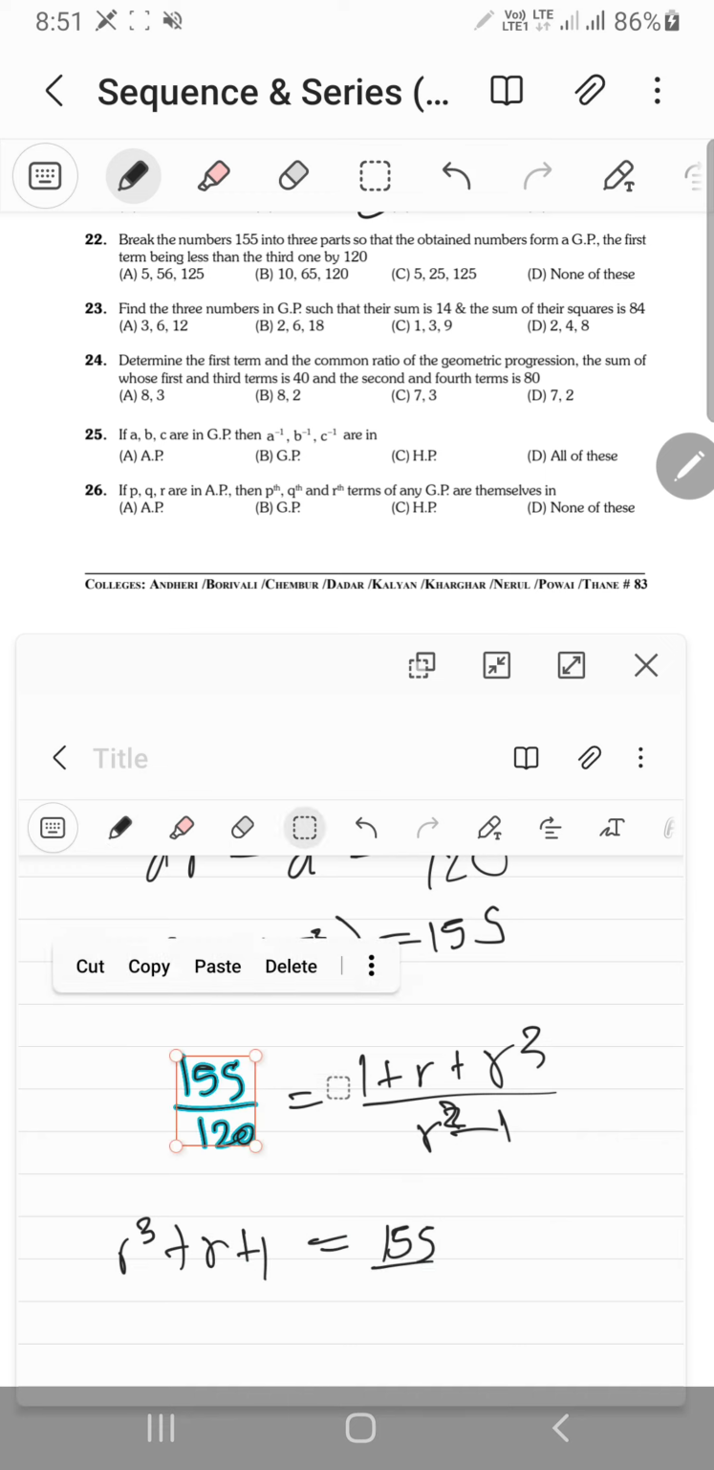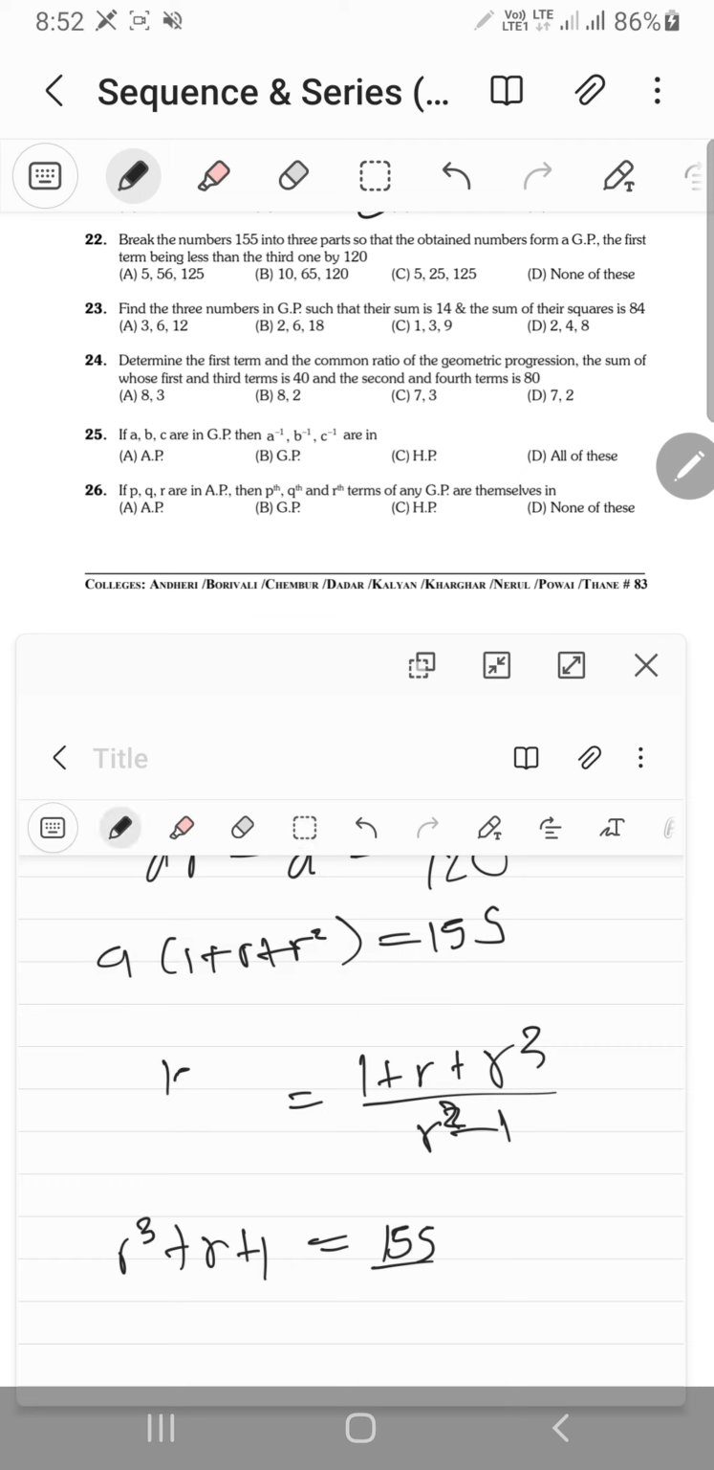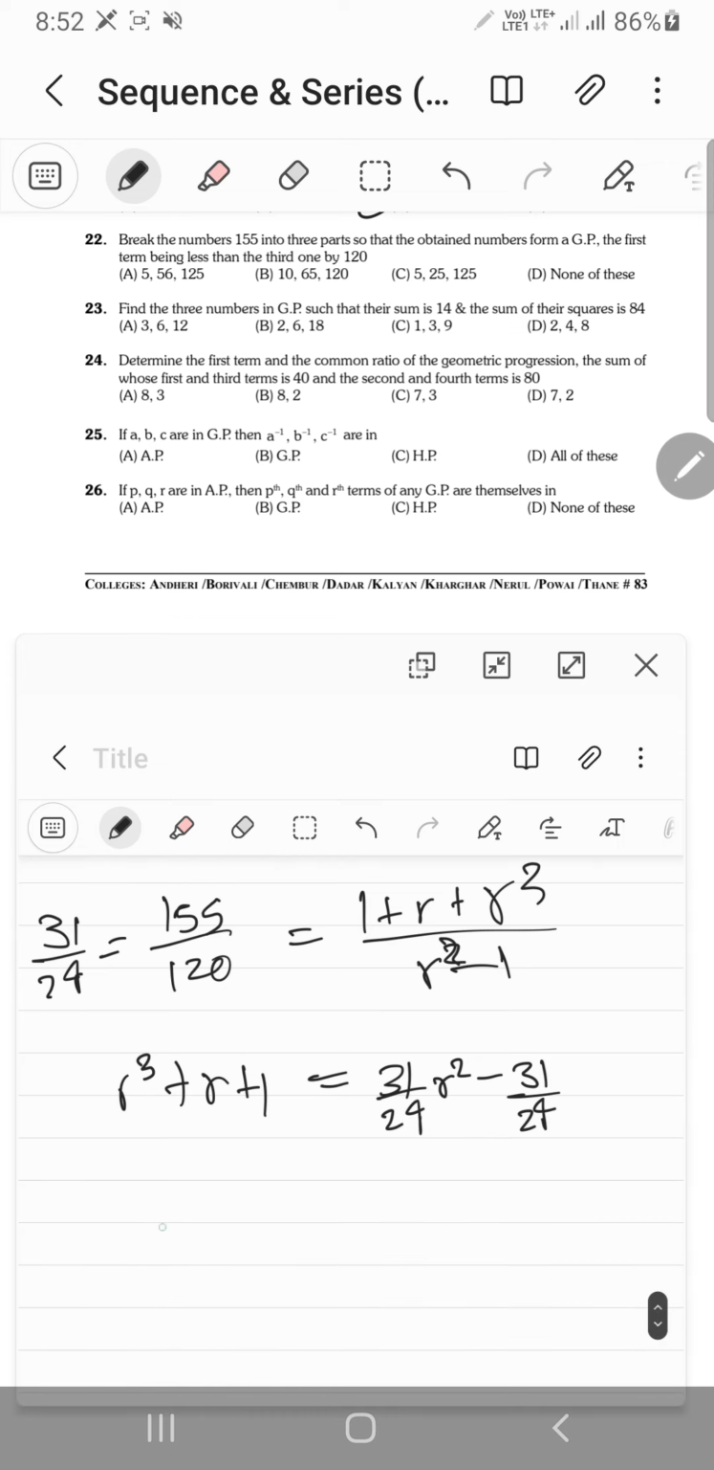Just reduce this first of all. So 155 upon what? 120, right? That was the thing. And reducing by 5, it's just 31 upon 24. Any more reduction? No, not possible. So it's 31 upon 24 R squared minus 31 upon 24. Okay, so R cube minus 31 upon 24 R squared.